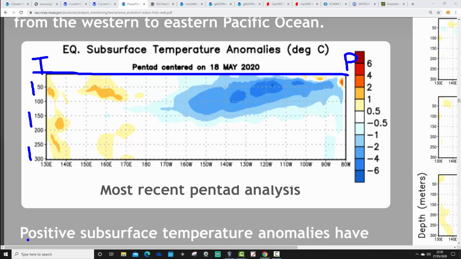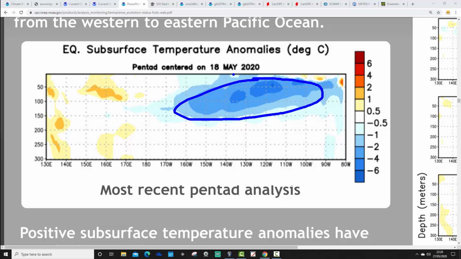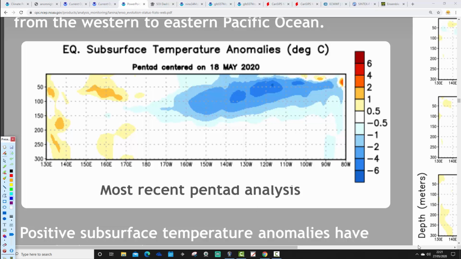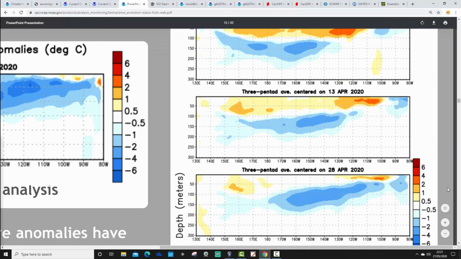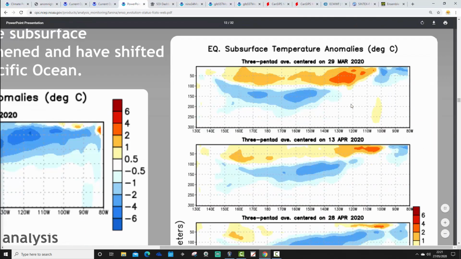So you can see that at depth, we have ever deepening, strengthening and expanding colder than average subsurface temperature anomalies. They have broken through to the surface through here, but down at depth, between around 50 and 150 meters, the colder than average subsurface temperature anomalies are even stronger than they are on the surface. So that does look as though it could be a bit of a signal for a La Nina to me.